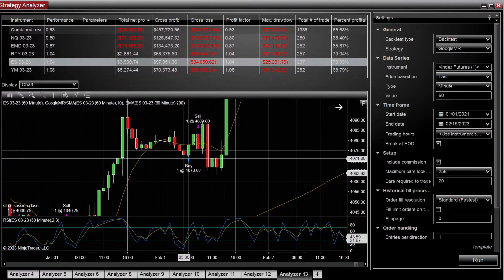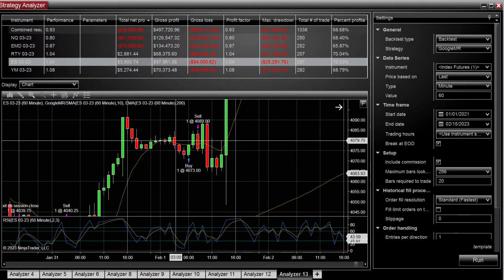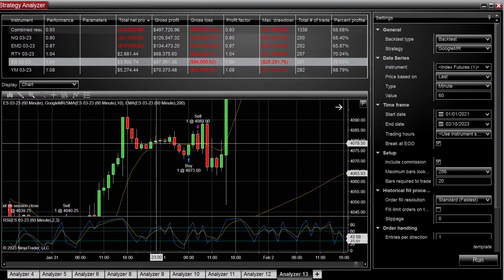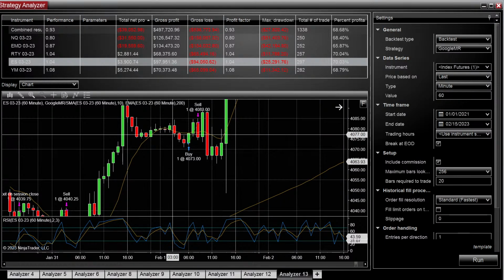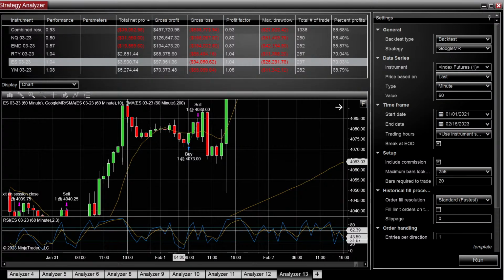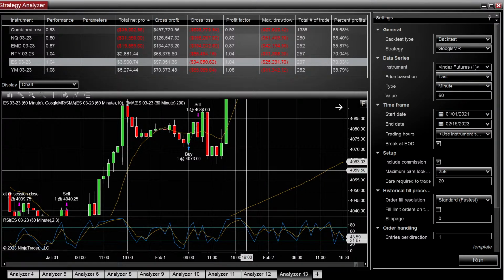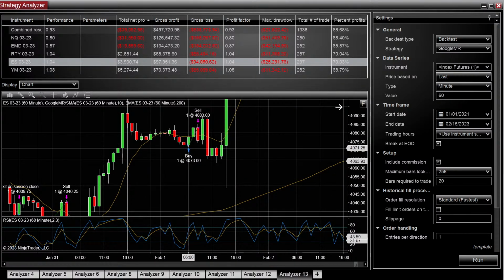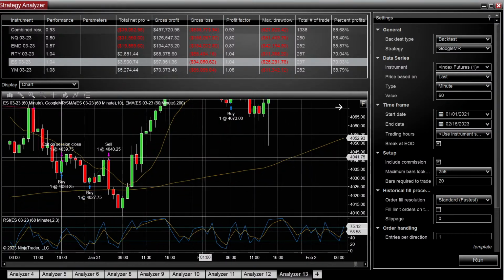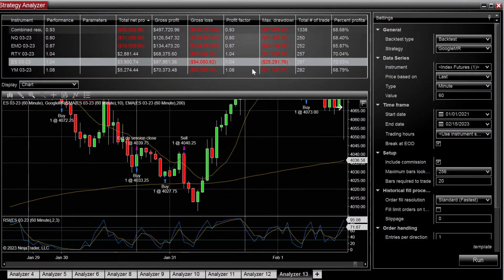So here's a perfect example. 10 is above the 200. We cross below the 10 on the RSI. Take profit on the move back up. Check out the win rates. You see we kind of lower the time frame, and now our average win rate seems to be about 70%.